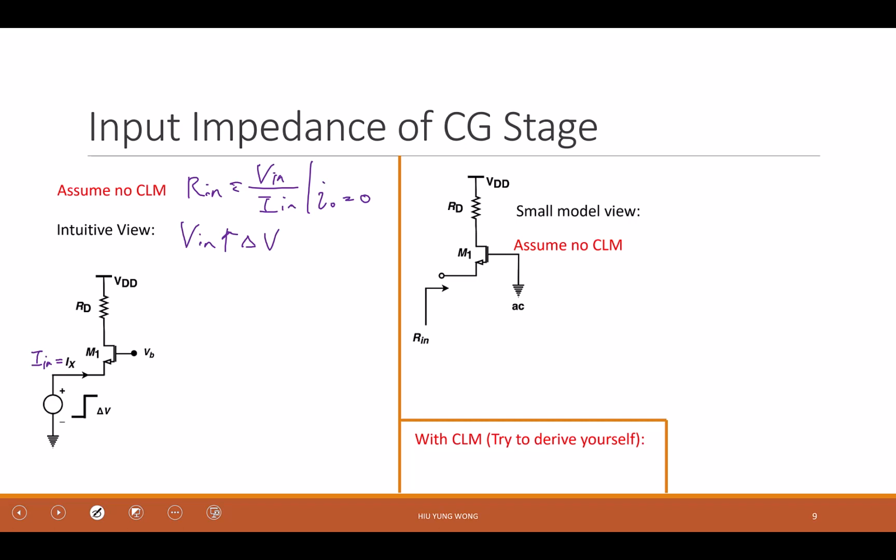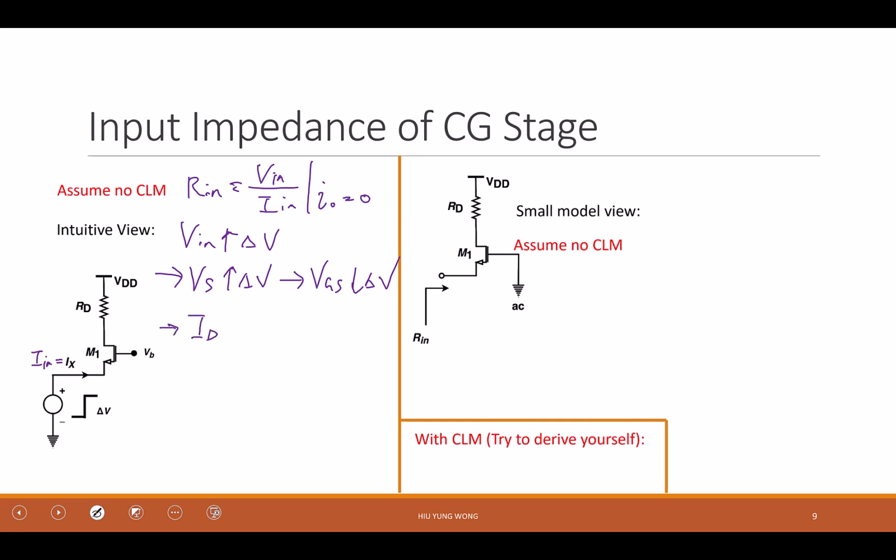So how much current will change? Well, when V in increases by delta V, it is the same as what we discussed earlier. Vs increases by delta V, and as we discussed earlier, Vgs is going to reduce by delta V. Is this okay? We're just repeating what we said earlier. V in increases, then Vs increases, then Vgs reduces. Make sense? And then we go to the transconductance.